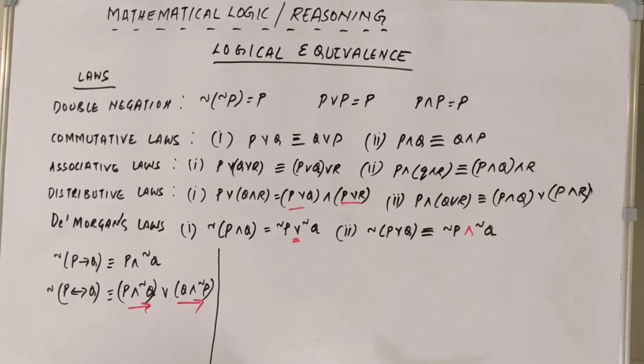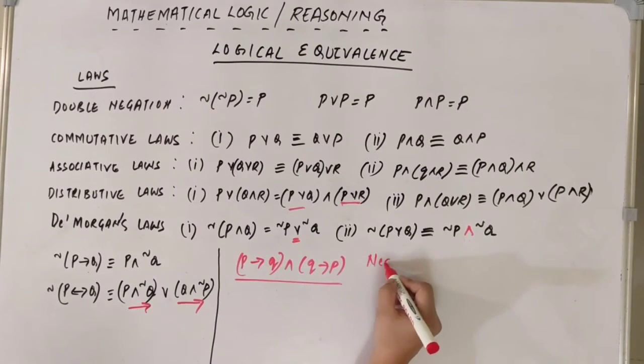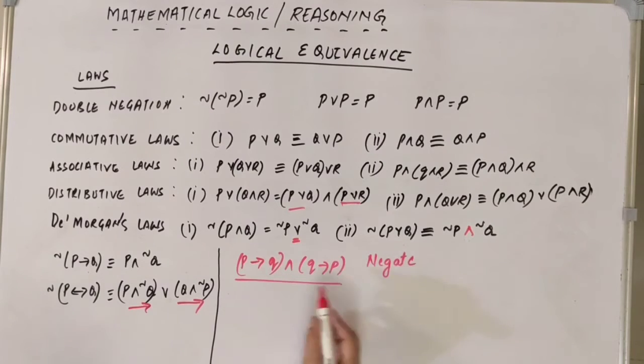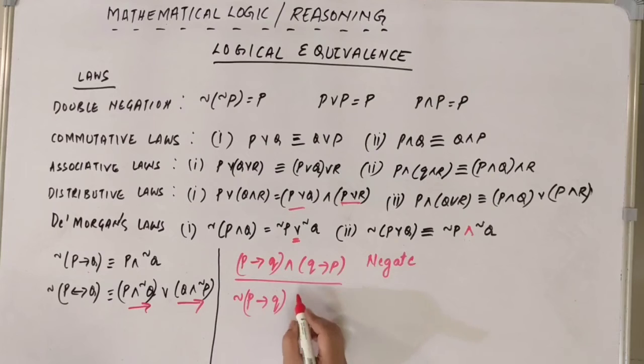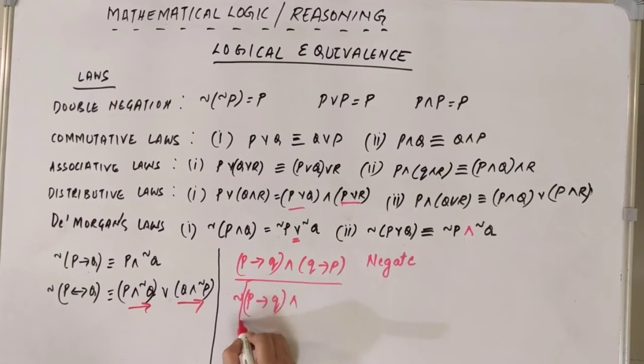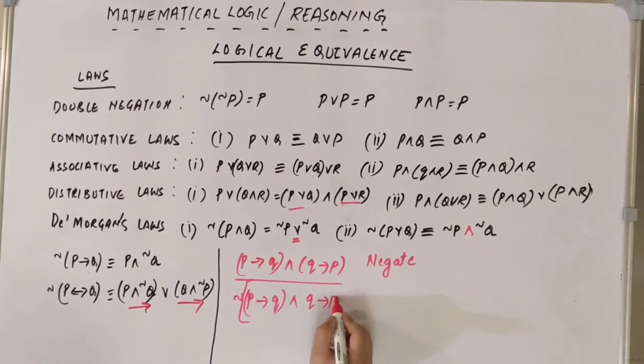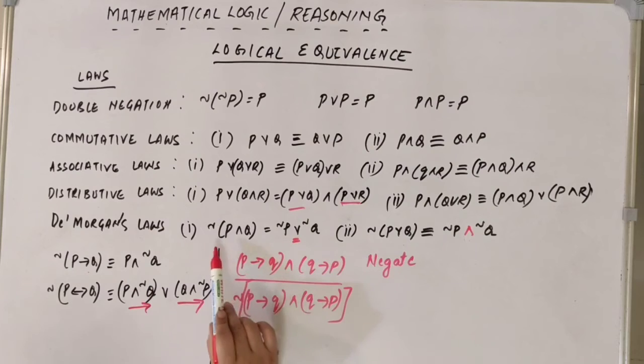Let's solve a few examples here. Now we will have to negate this expression. So what does it mean? It will be negative of this entire thing. So now we see the negation laws here. This one, De Morgan's law.